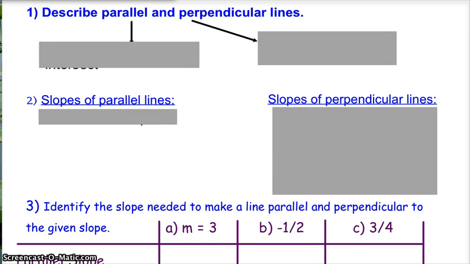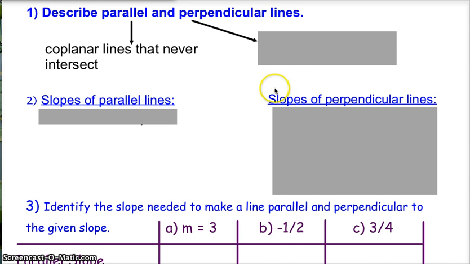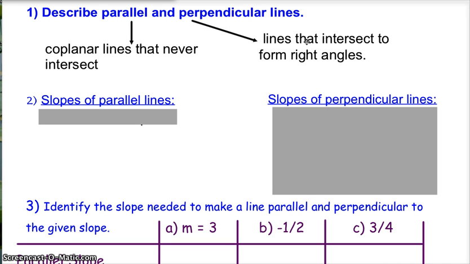Today's lesson we will discuss how to write equations using parallel and perpendicular lines. The definition of parallel lines: coplanar lines that never intersect. The definition of perpendicular lines: lines that intersect to form right angles.